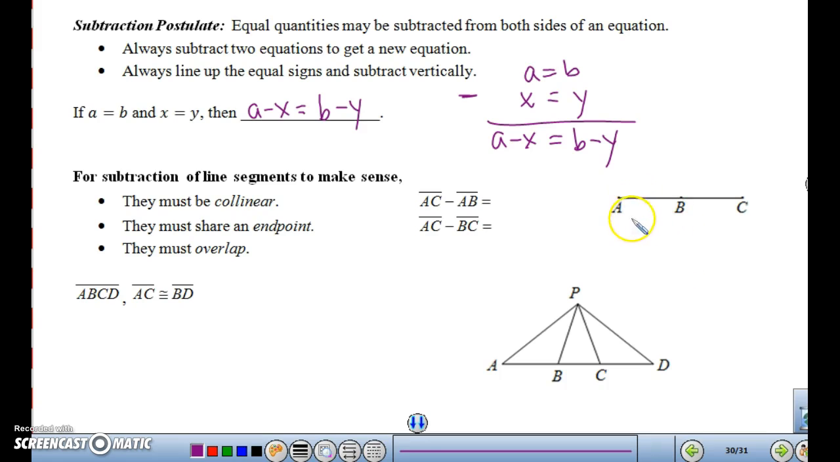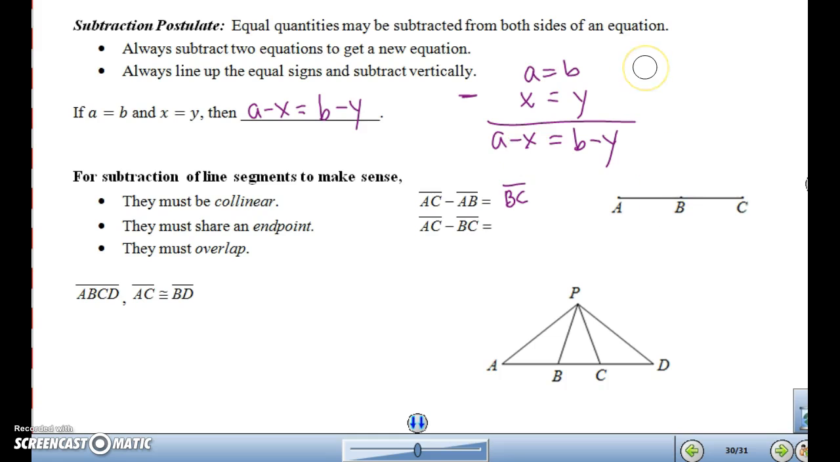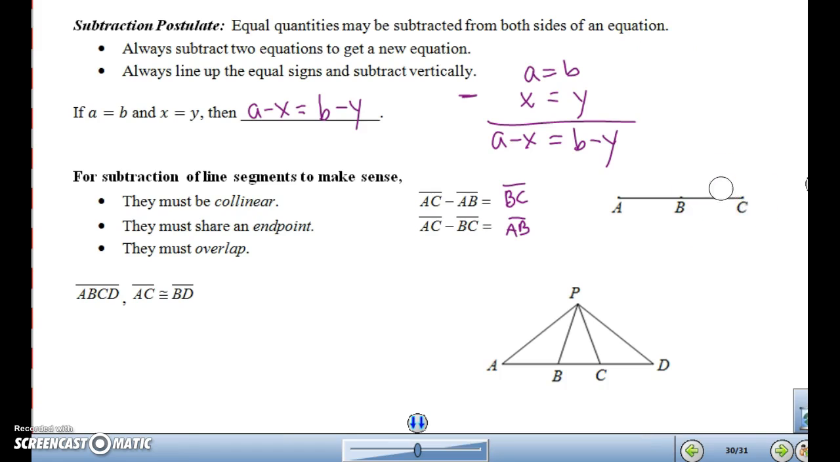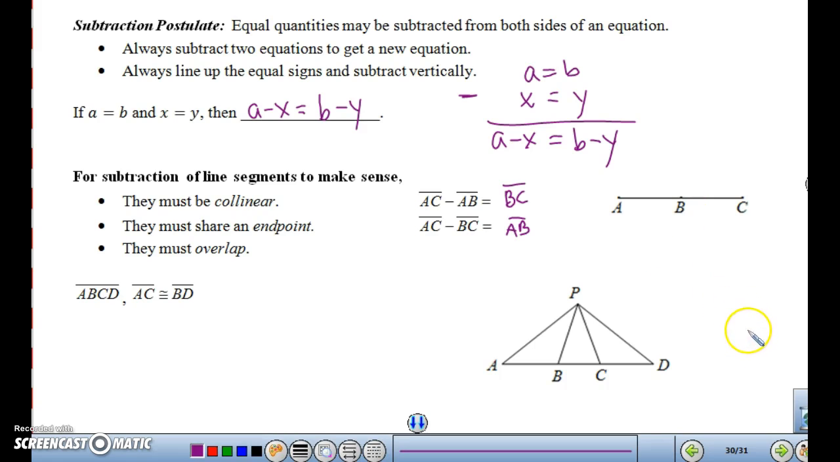So, for example, if I took AC and I subtracted off AB, what am I left with? I'm left with BC. Or, if I take AC and I subtract off BC, what am I left with? I'm left with segment AB. So notice all of these, they're collinear, they have the same endpoint, and they don't overlap. So if you want to take a piece of a segment, it has to be a certain piece. You can't just take any random piece off a segment. You have to have non-overlapping, collinear pieces sharing an endpoint.